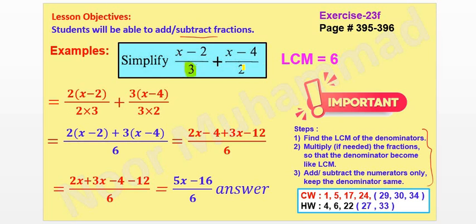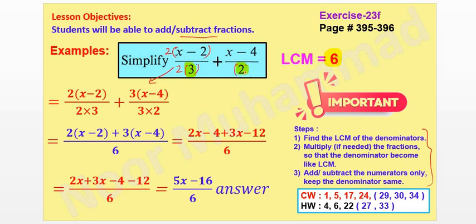So the denominators are 3 and 2. You will find the LCM of 3 and 2, that is 6. Now in the next step, you will try to make both the denominators 6. How can you make them look like 6? You can multiply this denominator by 2, and if you are multiplying this denominator by 2, to keep the fraction equivalent, you have to multiply the numerator also by 2. So I have written it over here clearly: multiply both the numerator and the denominator by 2.